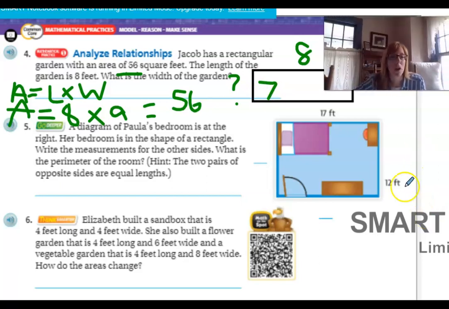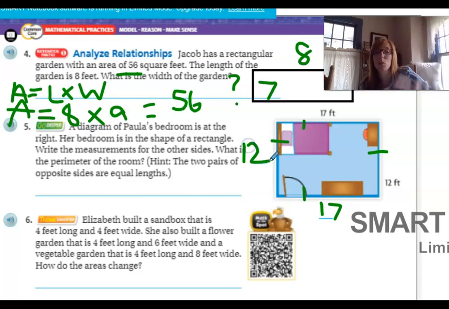All right, a diagram of Paula's room is at the right. Her bedroom is in the shape of a rectangle. Here's the rectangle. Write the measurements for the other sides. What is the perimeter of the room? Perimeter means the distance around, okay? So if we know that this side and this side are equivalent, we would know this was 17. And if we know in a rectangle this side and this side are equivalent, this would be 12 feet.